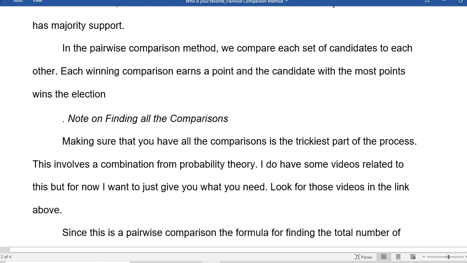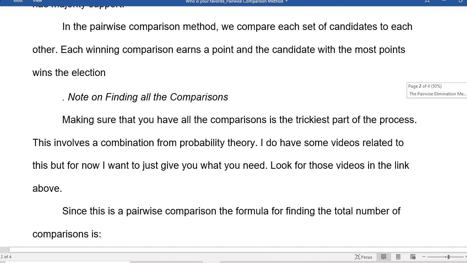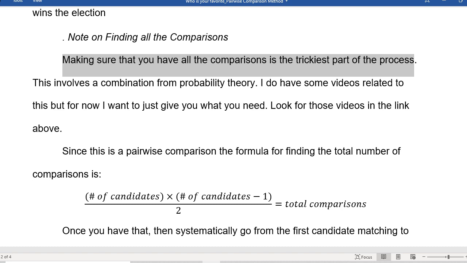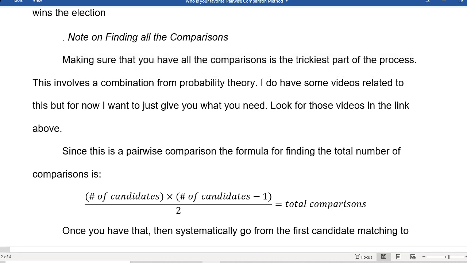So we're going to put each of these head to head. Whoever wins the most head to heads wins the election. Alright? Now note, making sure you have all of the comparisons is probably the trickiest part of the process. And I said trickiest, but it's not hard. You just have to be organized, and if you're not careful, you can miss one. Alright?